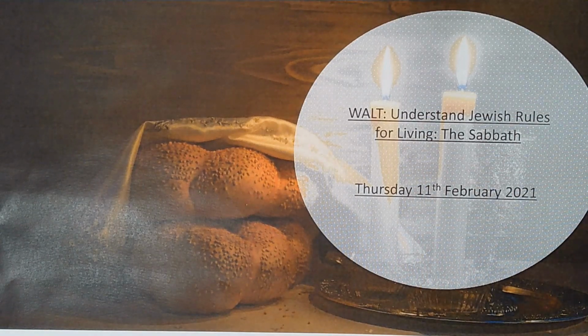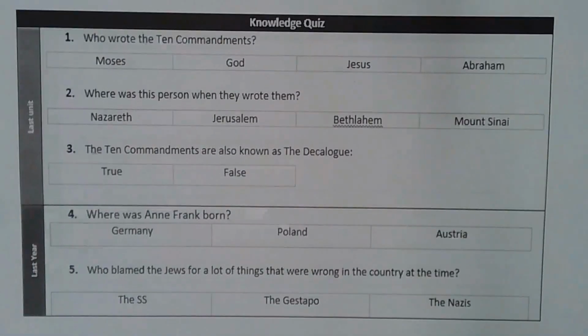So the first thing we'll always do is a quick review on our last topic that we discussed, which was Christianity's rules for living, and then a bit about last year as well when you learnt about Anne Frank. So you have the do now in your home learning sheet, which you can print off if you like, or you can just write the answers into your book. So here is the do now.